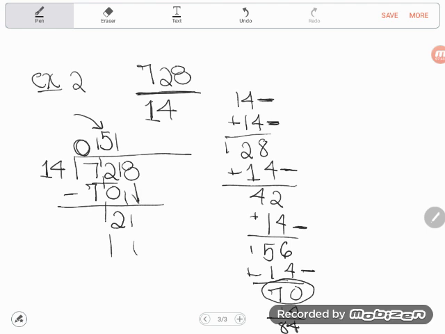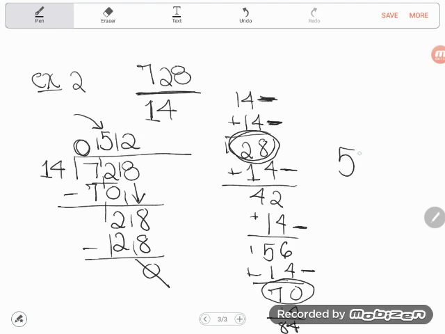And now you drop the next digit, 8. And now I ask myself, how many times does 14 go into 28? I start that procedure over again. Now, we already found that out. 28 was 1, 2 14s. So I put the 2 up here. 2 times 14 is 28, so I have no remainder. There's nothing left, and I'm done. My answer to this one is 52.